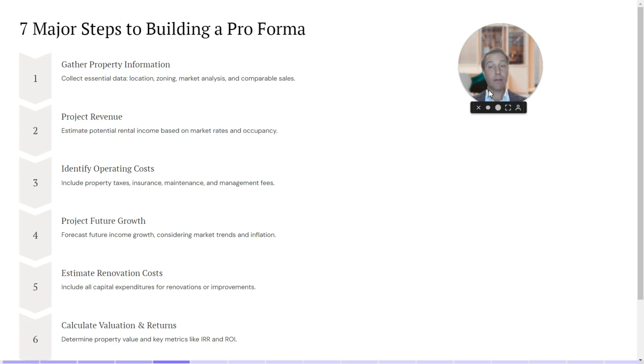We'll look at how to calculate IRR and your return on investment, as well as a couple other metrics that investors use to value what their profit will be and if this is a good investment.